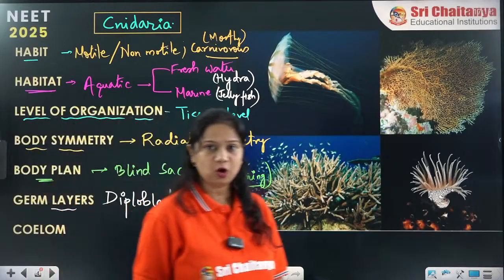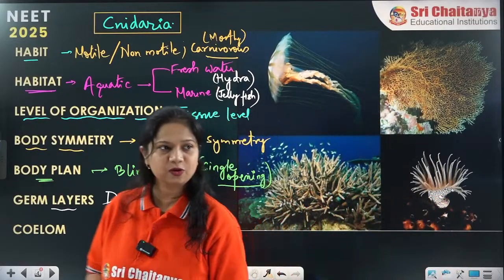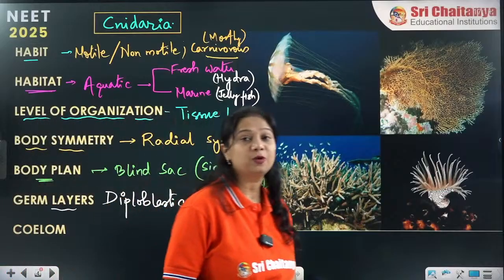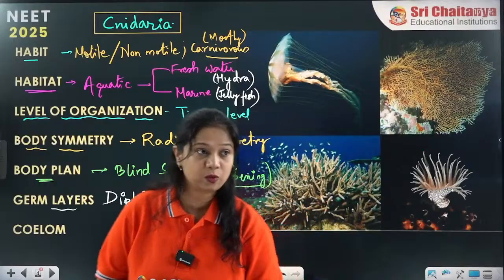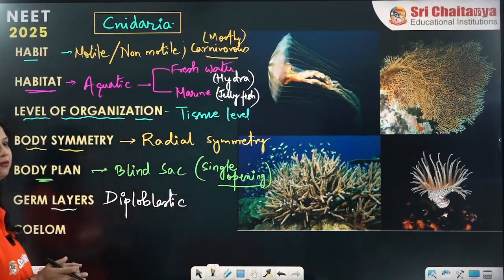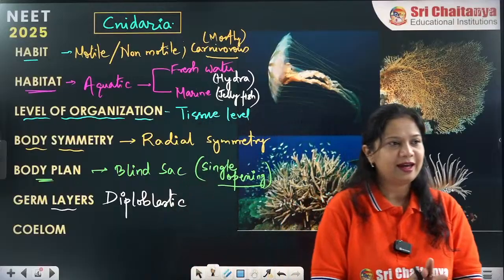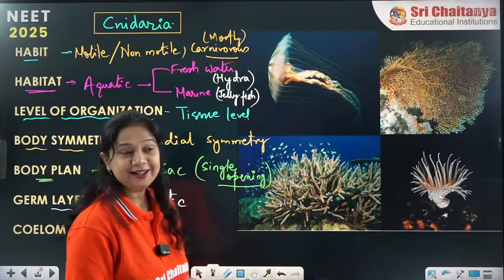And coelom. So what about the coelom? Who is going to tell me what about the coelom? Who will be the first one to answer what type of coelom the coelenterates or the cnidarians will have? Who is going to be the first one to answer that? Yes, I am waiting for your answers. Acoelomate. Cherry 18, okay. So the answer is acoelomate.